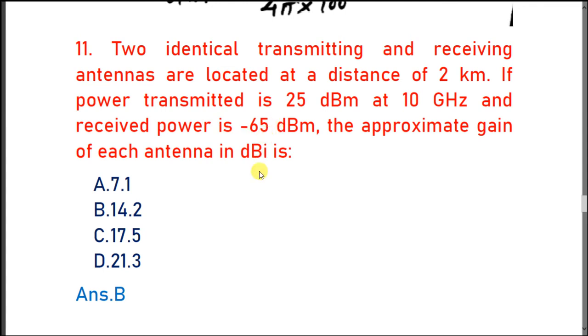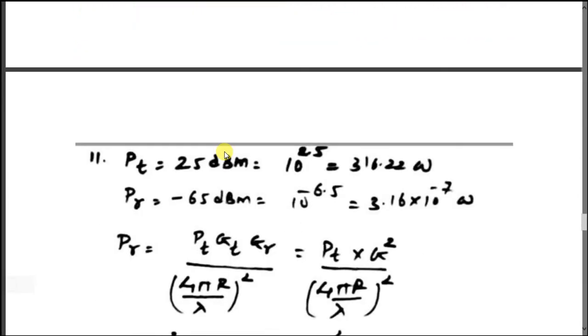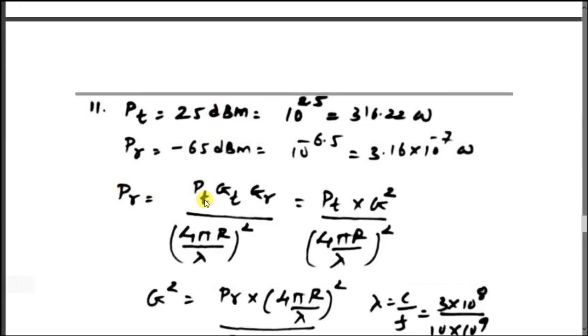Okay, so this is a question related to link budget, satellite link communication. So the equation is received power is equal to PT GT GR upon (4 pi R by lambda) whole square, where PT is transmitter power, GT is transmitter gain, GR is receiver gain, R is the distance between two antennas, and lambda is wavelength.